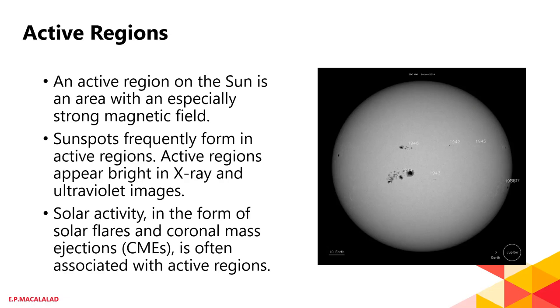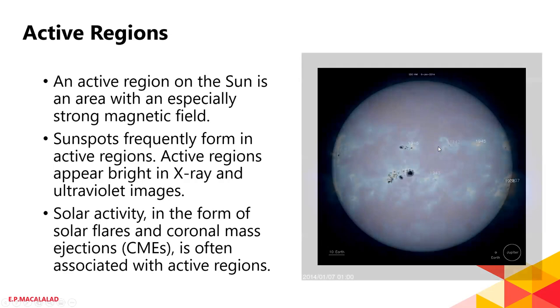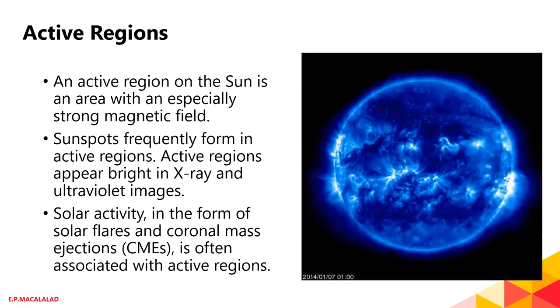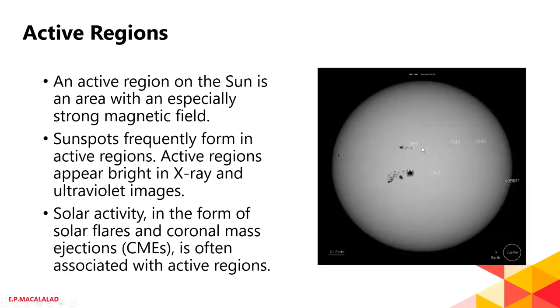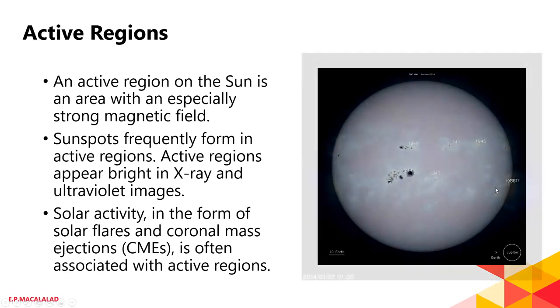Okay, just to give you context again, these are the sunspots, no? If we look at the UV, it would look like this. So this is your sunspot, 1944, 1946. Look at these two, and maybe this group of sunspots here, or active regions.